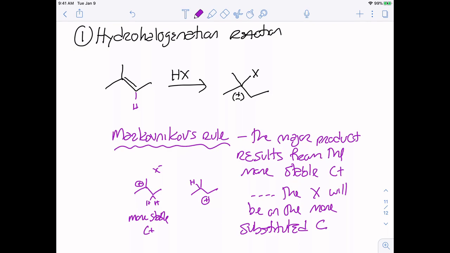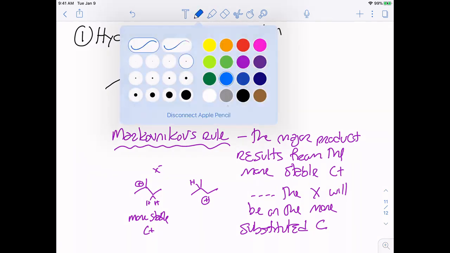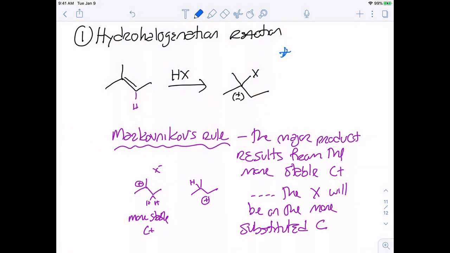You can see how we're getting that carbocation, but we're going to get one. We want the more stable one, and then the halogen is going to add to where that carbocation is, right? To my non-octet carbon, it's missing electrons, so the halogen will add to that one, and that's going to be the more substituted one. So my halogen will be on the more substituted carbon. So this follows Markovnikov's rule.